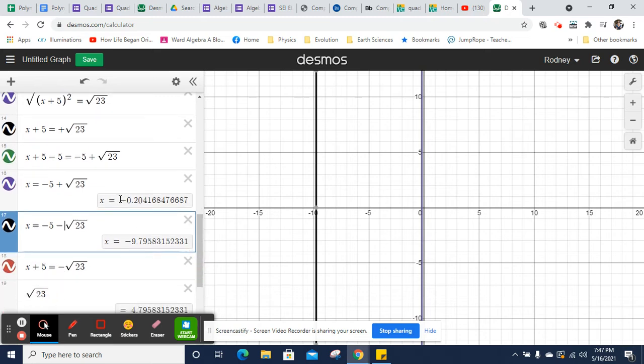If you needed a rounded version, you could take this. But this and this are the exact answers. And the reason I say they're exact is because you could never finish writing the square root of 23 or negative 5 minus the square root of 23. It goes on forever. It has no end and no repeating pattern that stays consistent. It is an irrational number.